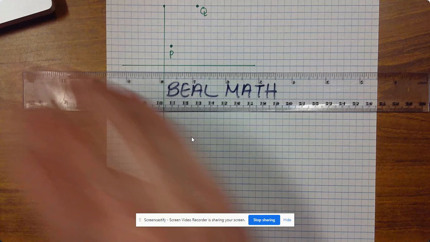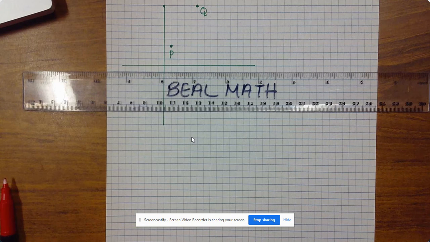Okay, in this video, we are going to discuss how to find the midpoint of a line segment. A line segment is a portion of a line. So we discussed in math that a line goes in the same direction and has infinite length. A line segment does not have infinite length. So the line segment PQ only extends between the points P and Q.